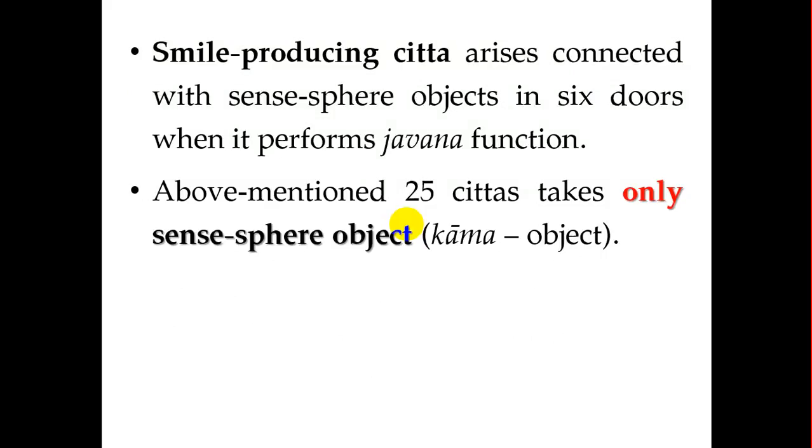Any question? I think when you learn further, you will understand better. For the time being, you can remember that these 25 Cittas take only sense sphere objects. Sense sphere objects means, in terms of Citta and Cittasika, we have 54 Cittas, 52 Cittasikas that associate with those sense sphere Cittas, and also 28 rupas.